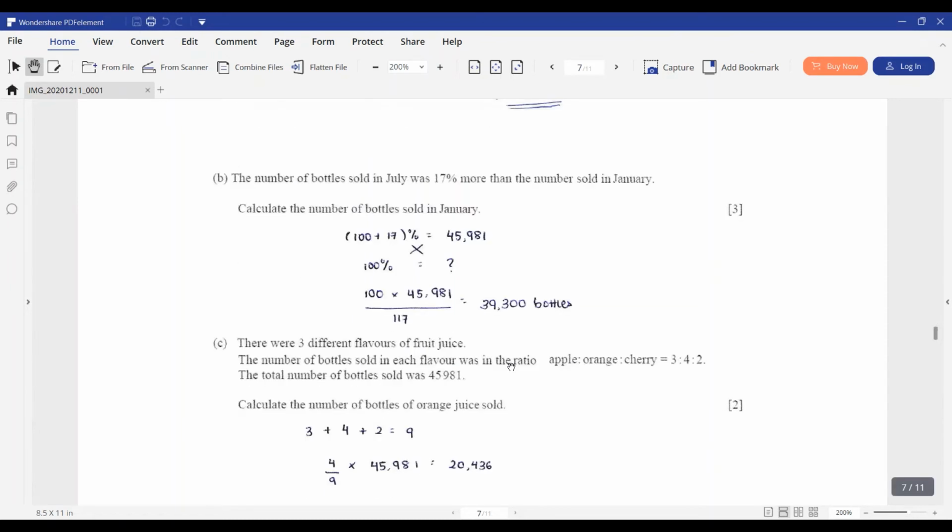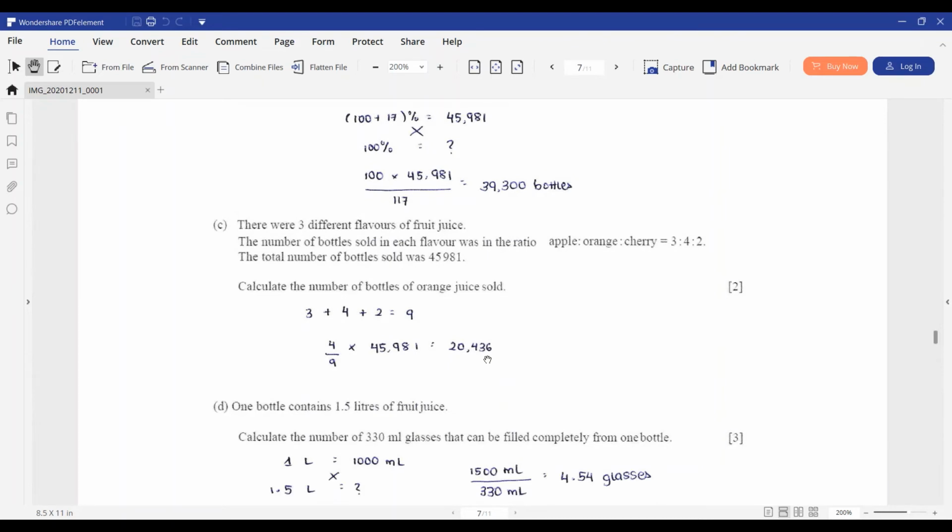Part C. There were 3 different flavors of fruit juice. The number of bottles sold in each flavor was in the ratio apple to orange to cherry, 3:4:2. The number of bottles sold was 45,981. Calculate the number of bottles of orange juice sold.